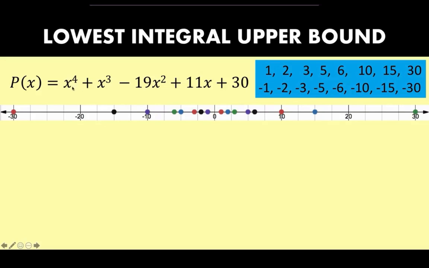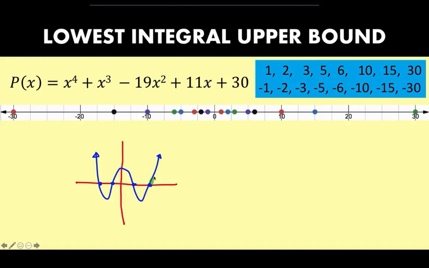Our function is an even function because the highest degree is x to the 4th. The graph of our function looks like this. If we have imaginary roots, this graph will not cross the x-axis. Otherwise, the graph will cross the x-axis, and the points of intersection represent the zeros or the roots of the polynomial function.